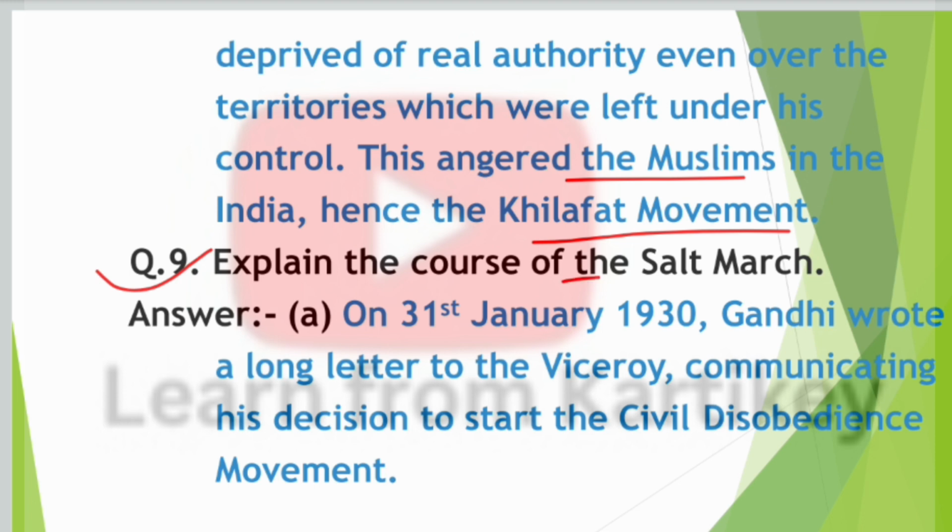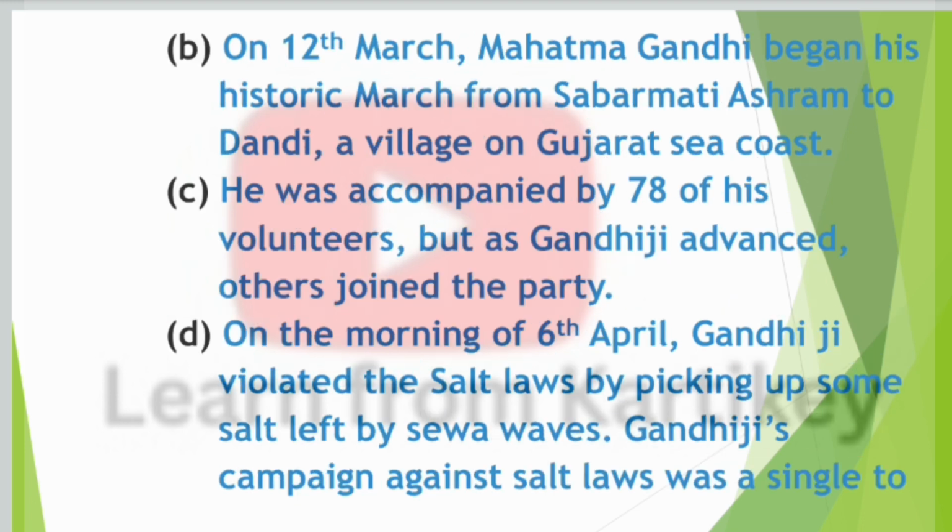Explain the course of the Salt March. So answer, first point: on 31st January 1930, Gandhi wrote a long letter to the Viceroy communicating his decision to start the civil disobedience movement. Second point: on 12th March, Mahatma Gandhi began his historic march from Sabarmati Ashram to Dandi, a village on the Gujarat sea coast.